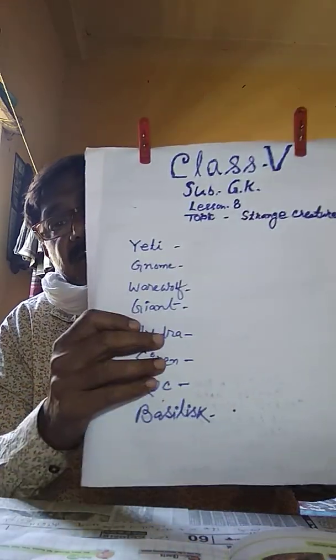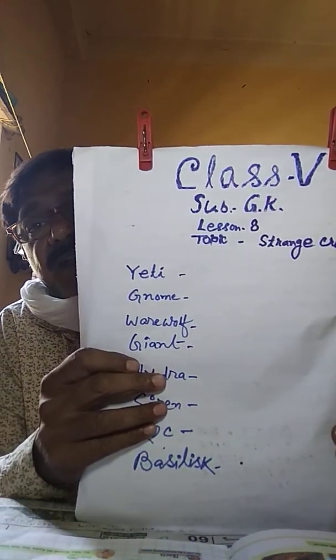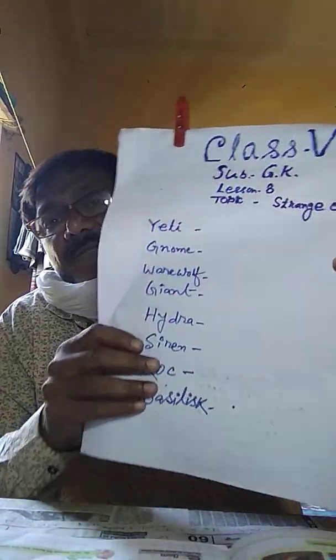The first one, Yeti. What is Yeti? Yeti is a huge hairy creature who is said to live in the Himalayas and leaves large footprints in the snow. And the second one, Gnome. What is Gnome? A bearded man with a hood who guards hidden treasures is known as Gnome.